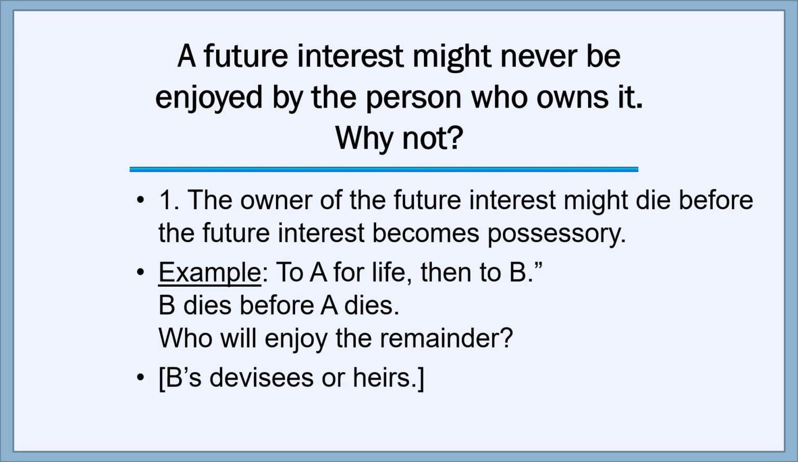In other words, it will pass to B's devisees if B dies leaving a will, or if B dies without a will, it will pass to B's heirs, and B's heirs or devisees are the people who will end up enjoying the remainder. They'll get possession of it when A dies.